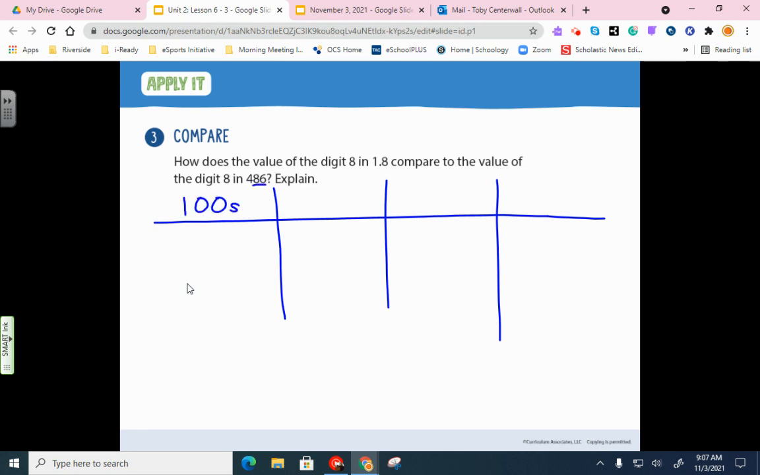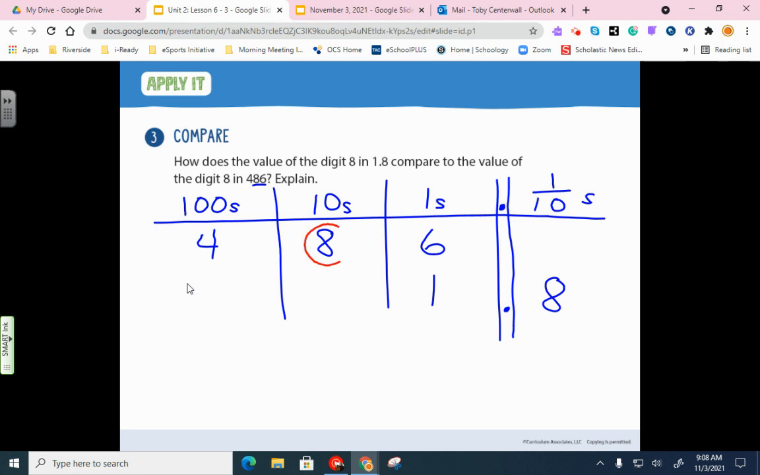This is hundreds. This is tens. This is ones. And make this a little mini column for just our decimal points. And over here are tenths. So let's compare the digit 8 in these two numbers. So our first one is going to be 486. Our second number is going to be 1.8. I'm going to circle these 8s right here.